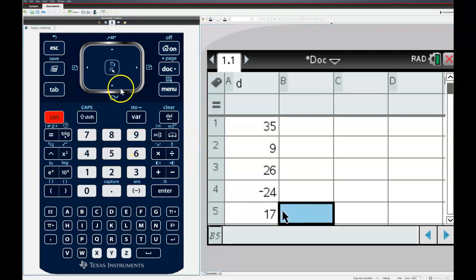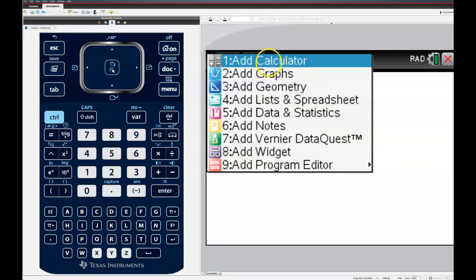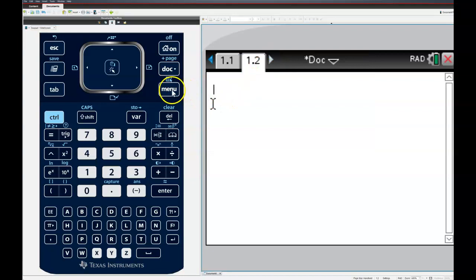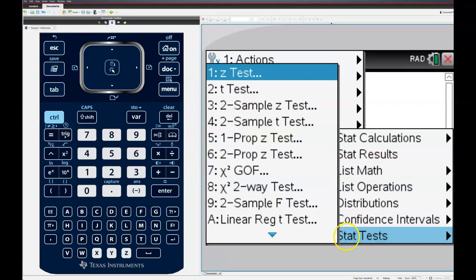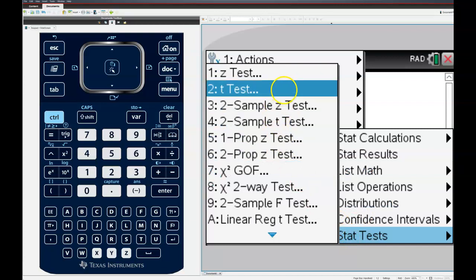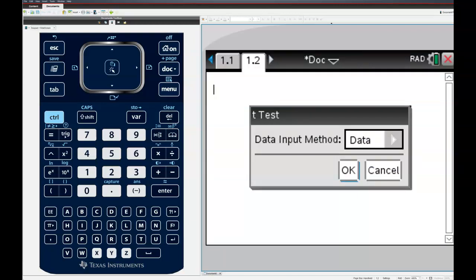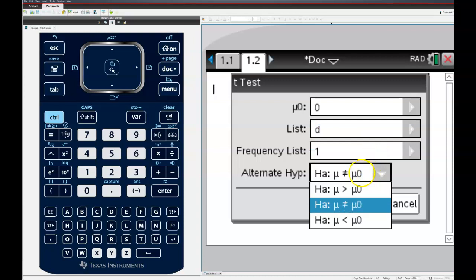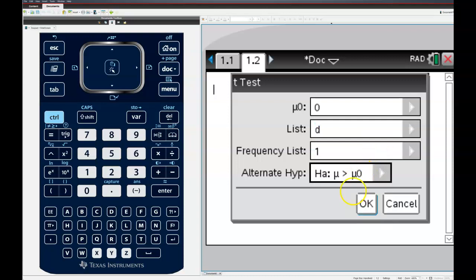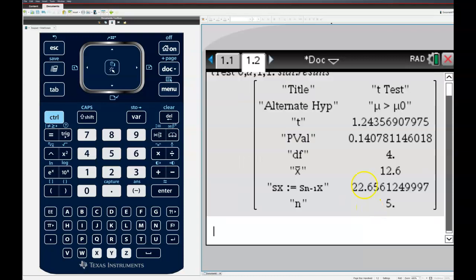And then I'm going to go control page, add a calculator page, hit menu, statistics. We're doing a statistical test, and a matched pair t is treated as a regular t test, and we're basing it on data from the spreadsheet. Our null hypothesis is 0. Our list is, hit the drop-down menu, D, and make sure to change your alternative to greater than 0.